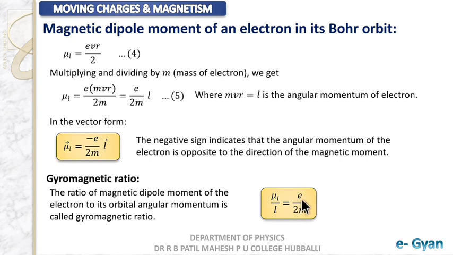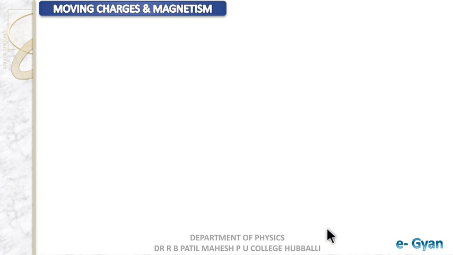Here we know that the value of e is already known and the mass of the electron is also already known. So these two are constants. Once we substitute their values, this is known as the gyromagnetic ratio of Bohr's orbit. Proceeding ahead, now we shall study Bohr's magneton.